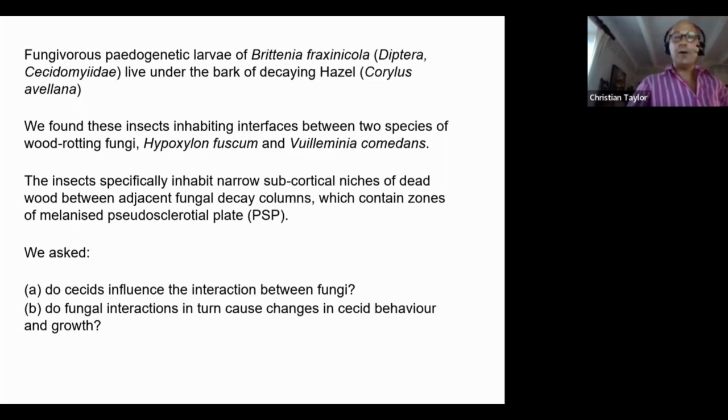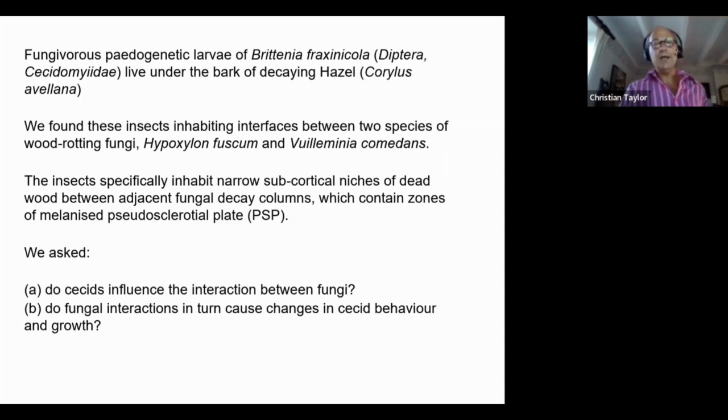And it lives under the bark of decaying hazel, Corylus avellana. And we found these insects inhabiting interfaces between, in principle, two groups, the Basidiomycetes and the Ascomycetes, but exemplified mostly by Hypoxylon fuscum interacting with Vuilleminia comedens or Hymenochaete corrugata. But in the mapping I was doing, it seemed that Vuilleminia was more often associated with the PSP. So we went for that one in the end.